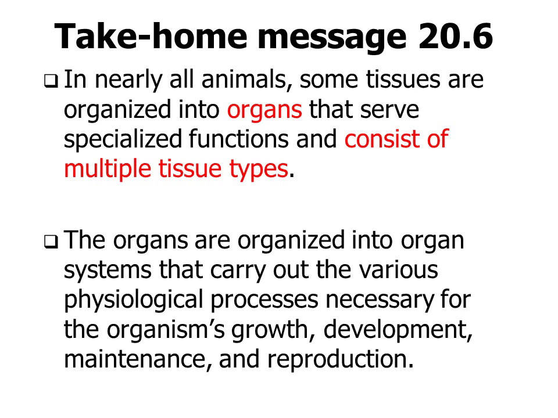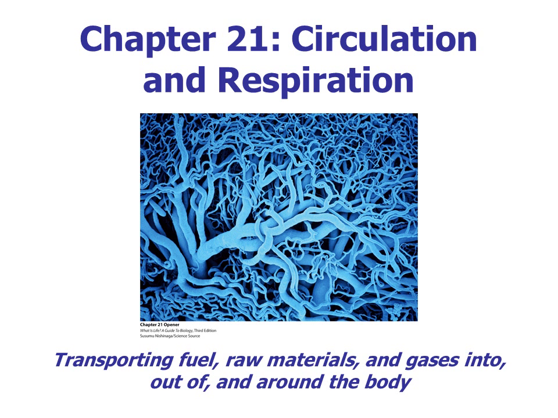So that's the 11. In nearly all animals, some tissues are organized into organs that serve specialized functions and consist of multiple tissue types. Those organs have been organized into organ systems that carry out processes necessary for growth, development, maintenance, and reproduction.